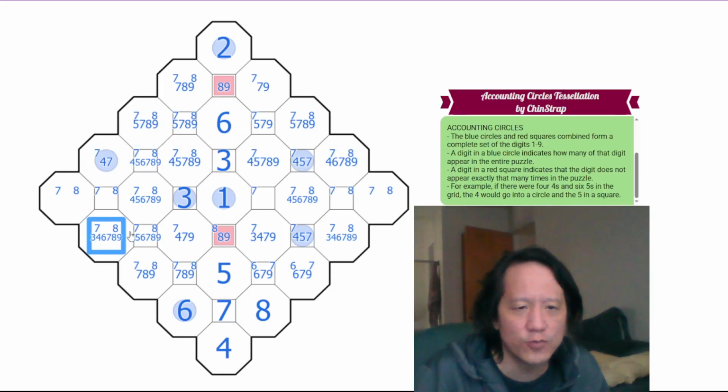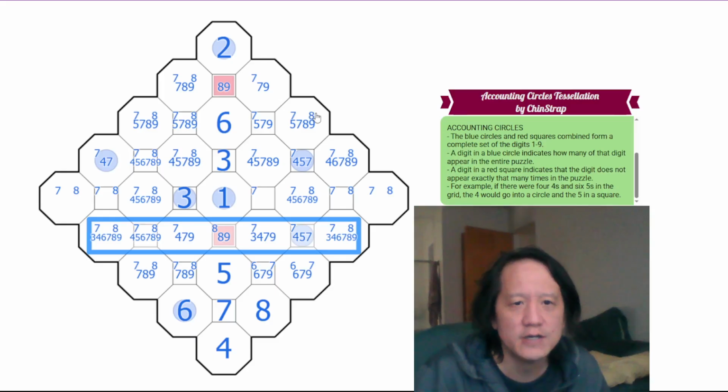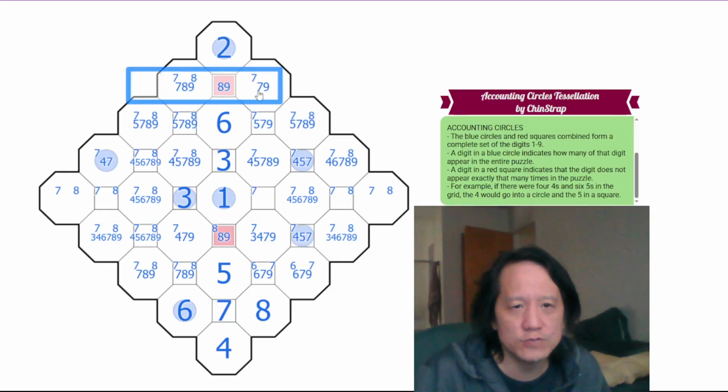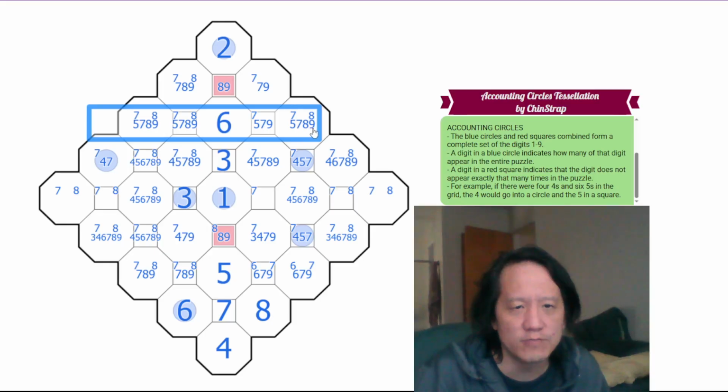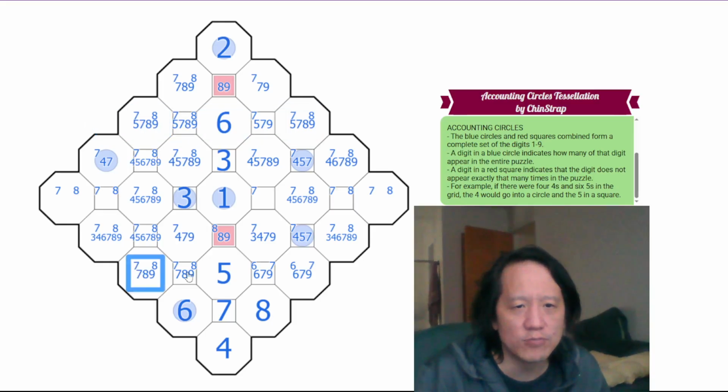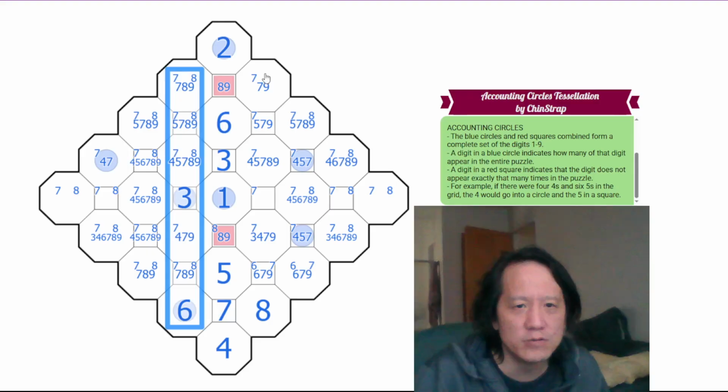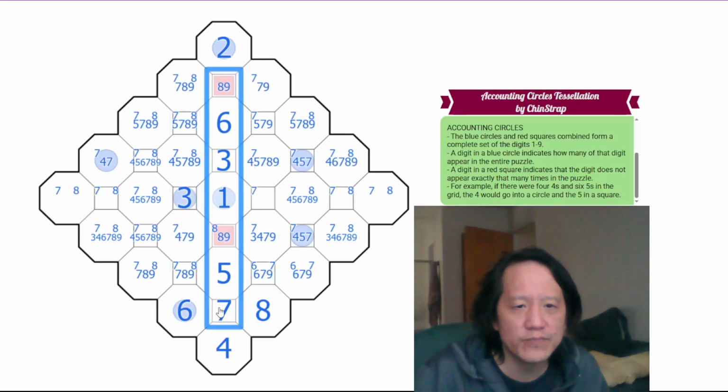And rows 4 and 6 are guaranteed to be 3 through 9. Row 2 has to be 7, 8, 9. Row 3 and row 7 have to be 5 through 9. So because of that, and because of the limitations here, that means we know column 3.